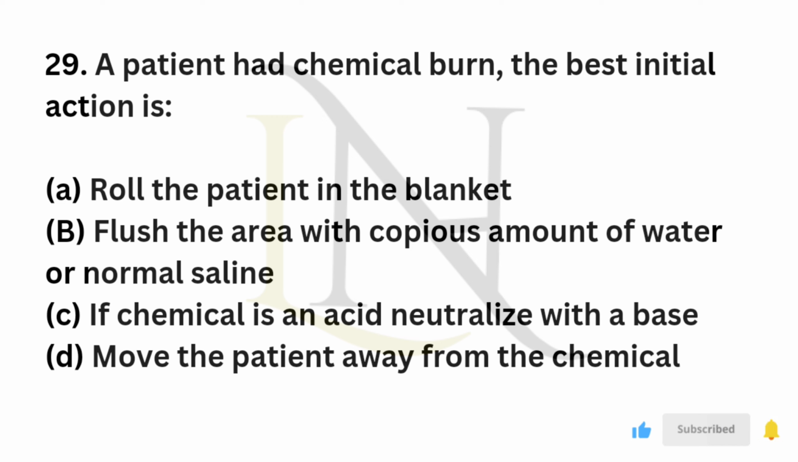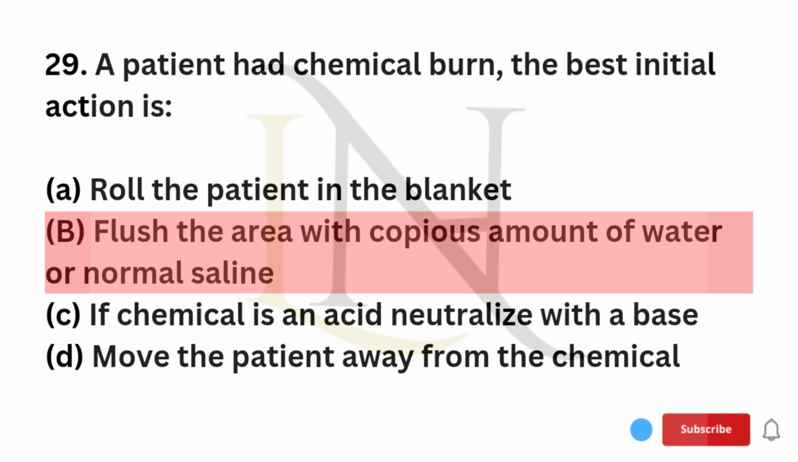Patient had chemical burn. The best initial action is option A, roll the patient in the blanket. Option B, flush the area with copious amount of water or normal saline. Option C, if chemical is an acid, neutralize with a base. Option D, move the patient away from the chemical. Answer is option B, flush the area with copious amount of water or normal saline. Now we will see rationale of this question.